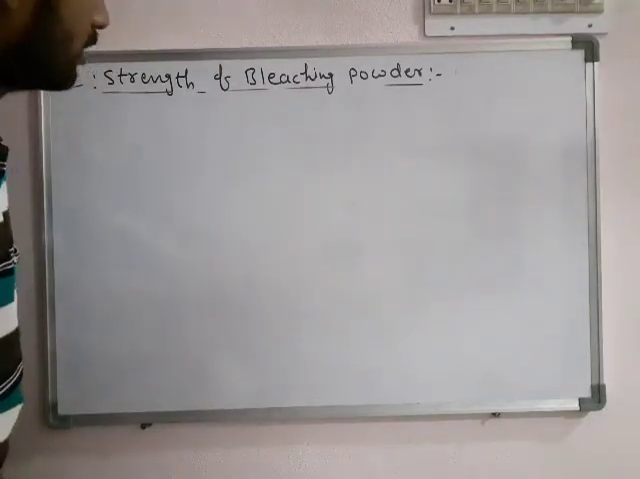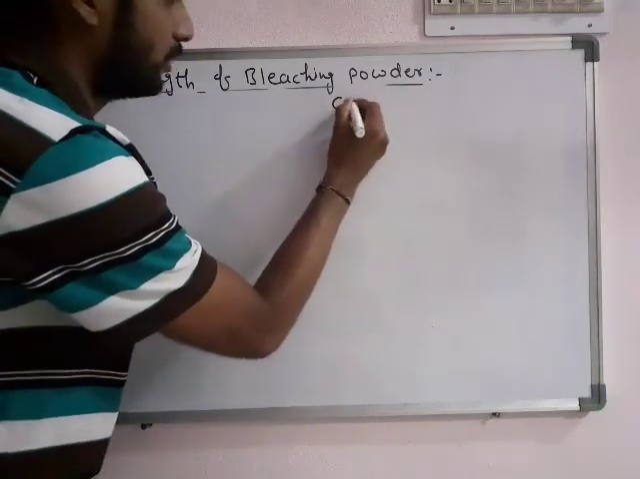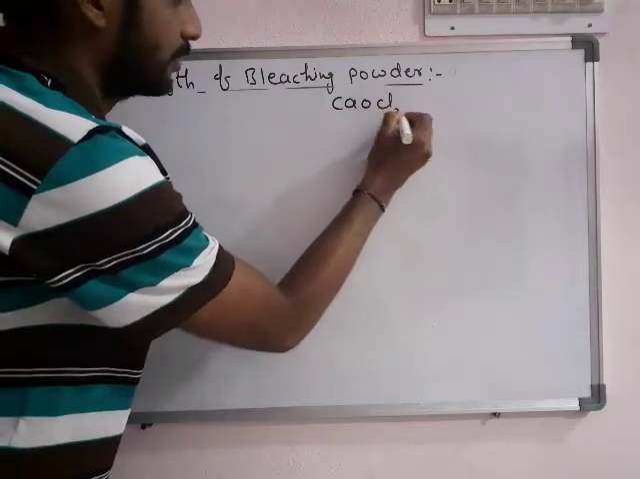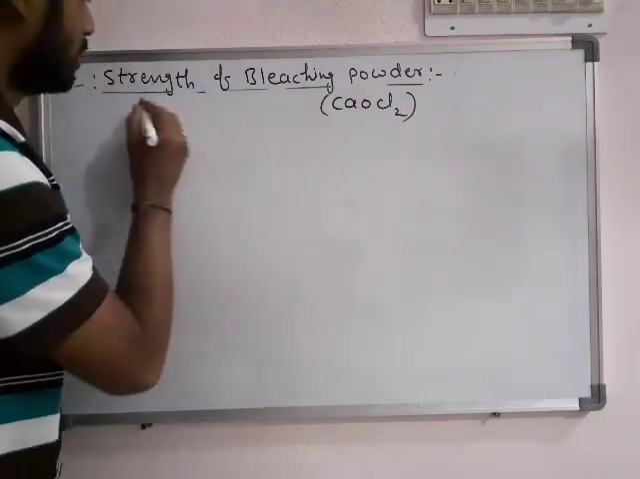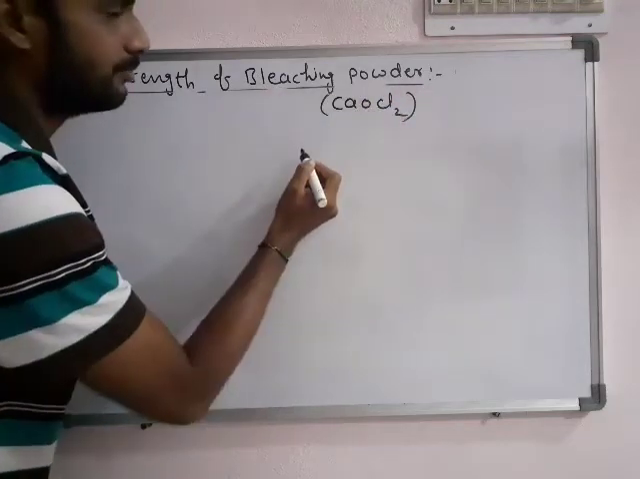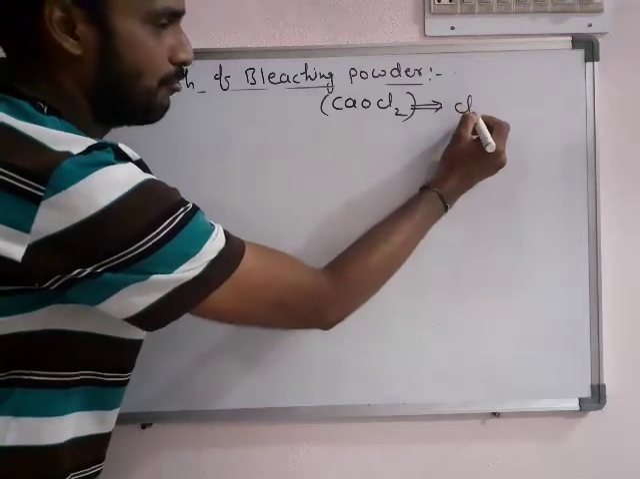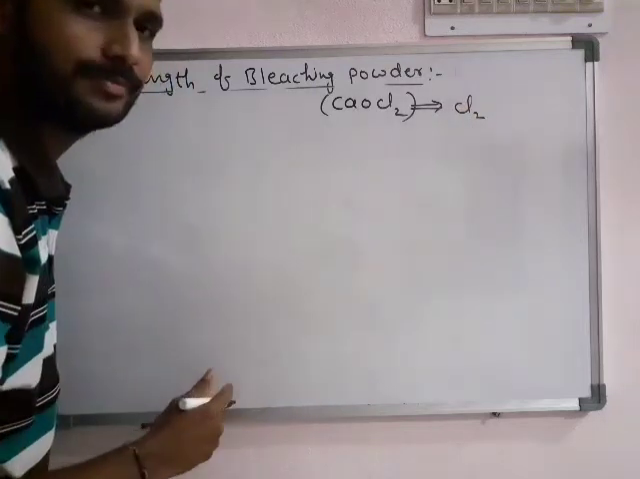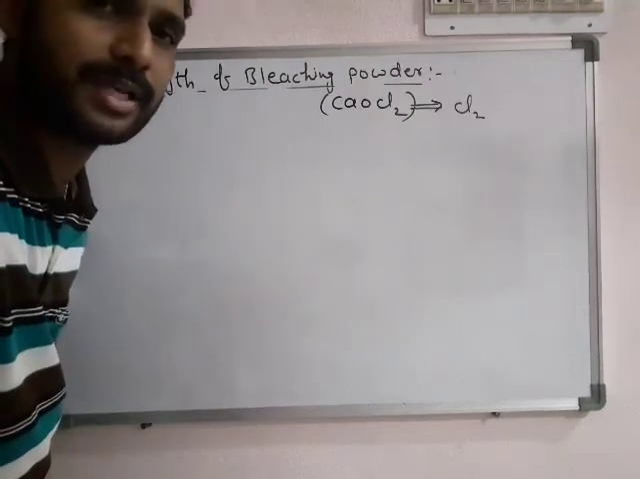Okay, now we see the strength of bleaching powder. So what is the formula of bleaching powder? CaOCl2. The strength of bleaching powder totally depends on the amount of chlorine released from it. It is just like the strength of hydrogen peroxide.